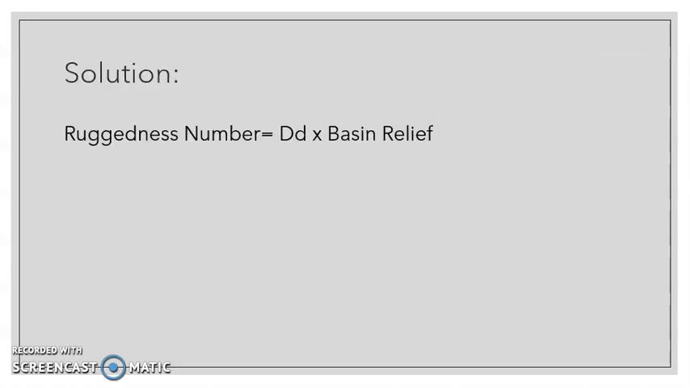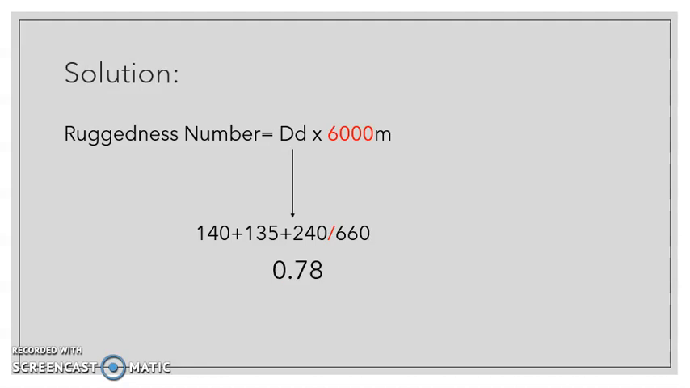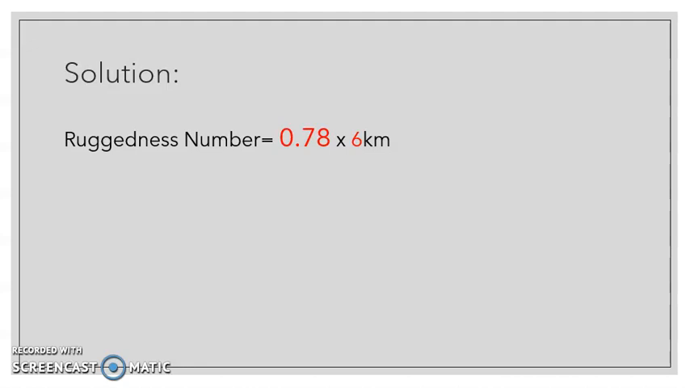Since now we have basin relief, we need to calculate DD. By now we have discussed many times how to calculate drainage density. So we get drainage density as 0.78, and now by simple multiplication we get 4.68 as the ruggedness number.